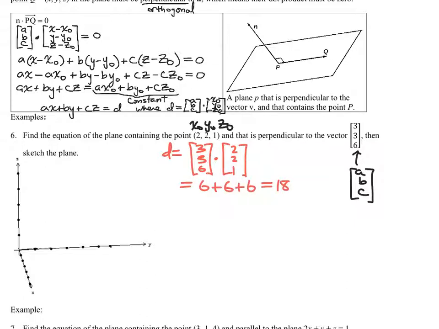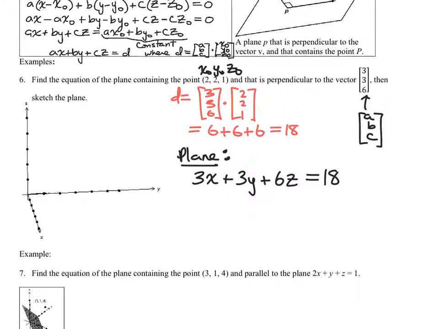So my plane equation is the ABC values dotted against X, Y, Z. Really it's just ABC written as coefficients for X, Y, Z. You're looking at 3X plus 3Y plus 6Z, result is 18. And that's the equation of the plane.